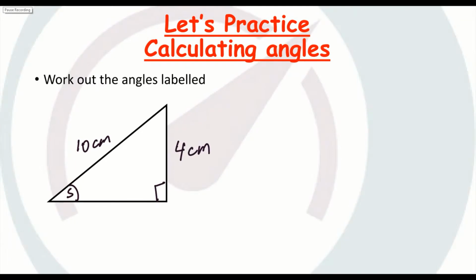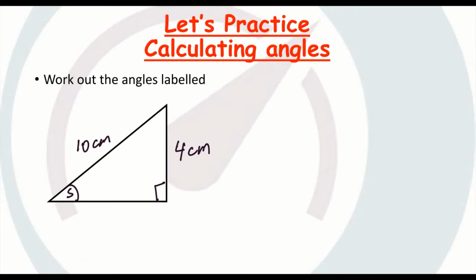Alright, so let's continue having fun. Previously we were looking at calculating the length of sides using our trig ratios. Now, in the following questions, we're going to be calculating the angles using our trig ratios. So the steps are still the same. Let's identify what sides we are given.